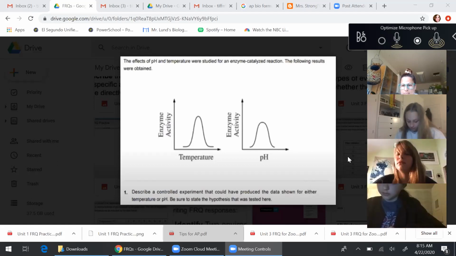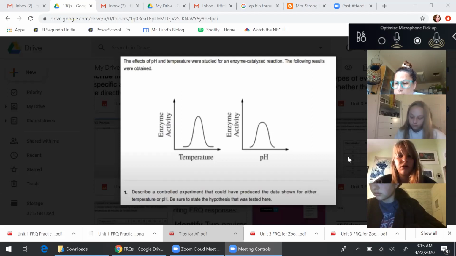Wait, so we do it for both experiments or just one? So it's one experiment that can test both of these, that can end up with these results, both of them. Okay. So it's basically like Chanel was saying, it's just adding an extra independent variable. You're testing two things at once.